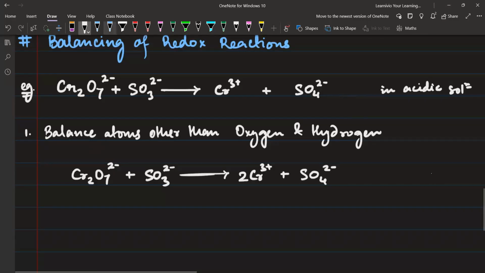Now, after this, you need to calculate the oxidation number of each element other than oxygen and hydrogen, obviously, because they generally have -2 and +1 oxidation states. So chromium here is going to be +6. SO3 2 negative, it will be +4. Now chromium 3 positive will be +3. SO4 2 negative, here it is going to be +6. Now, see what is happening from here to here.